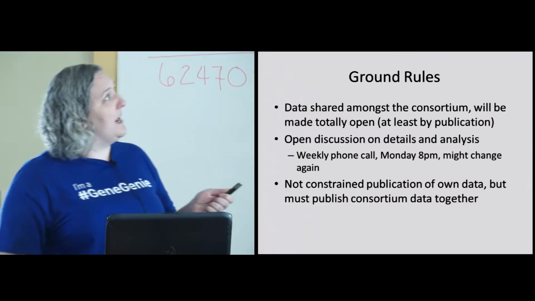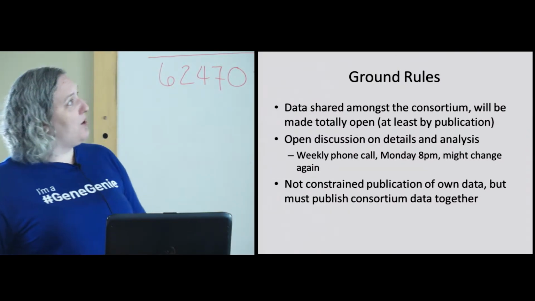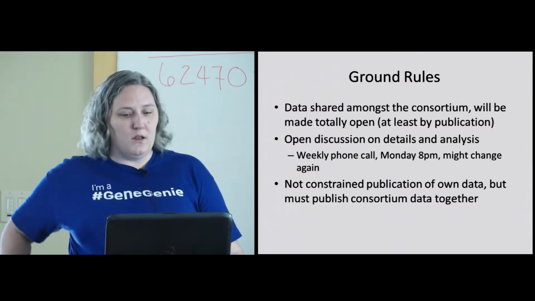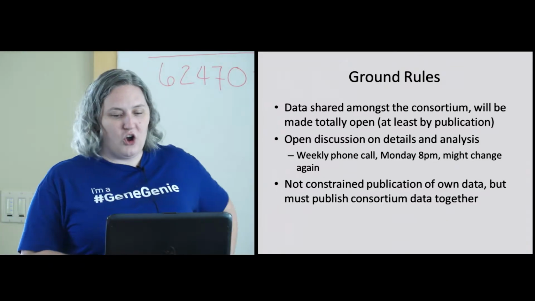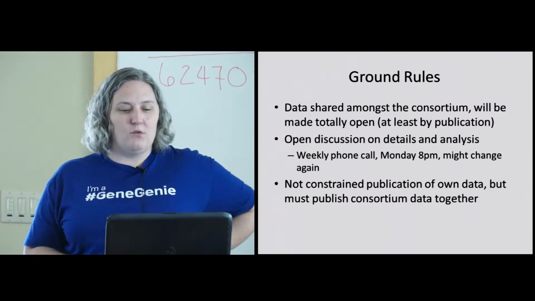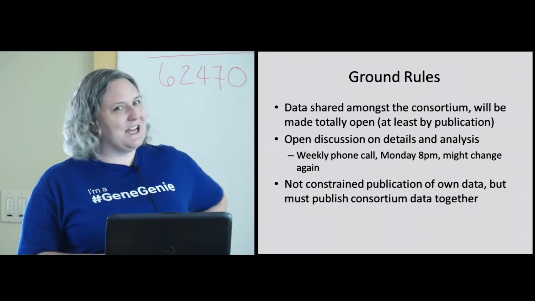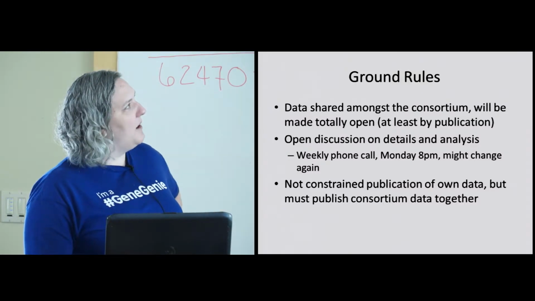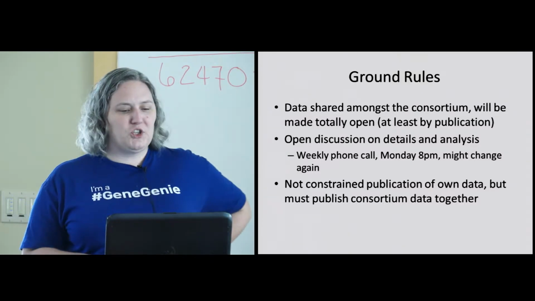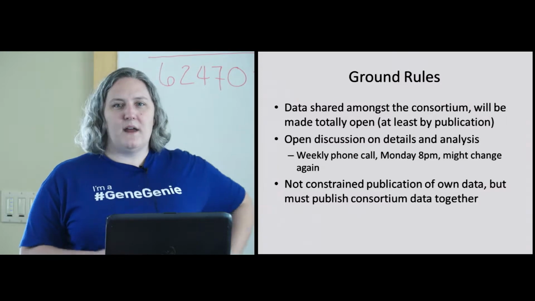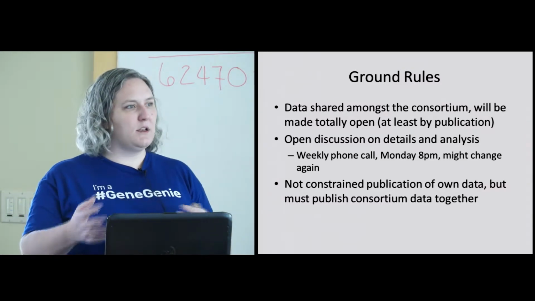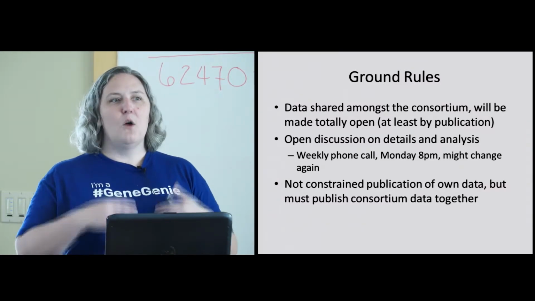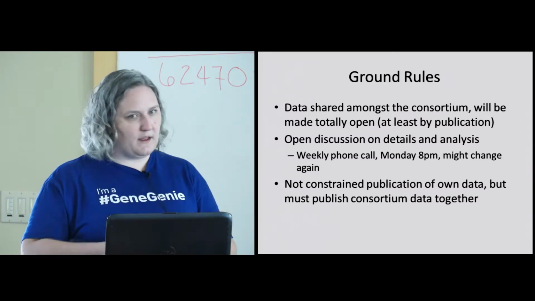Ground rules. Any data you're going to generate must be shared with the consortium and must be openly available. We're going to have open discussion calls. There's a weekly phone call. This 8 p.m. is actually UK time. It's 5 o'clock US time, New York time. You're not constrained to publish your own data, but do be careful that you're sharing this data with the consortium and you don't want to mix or confuse what's consortium relevant and your own data relevant.